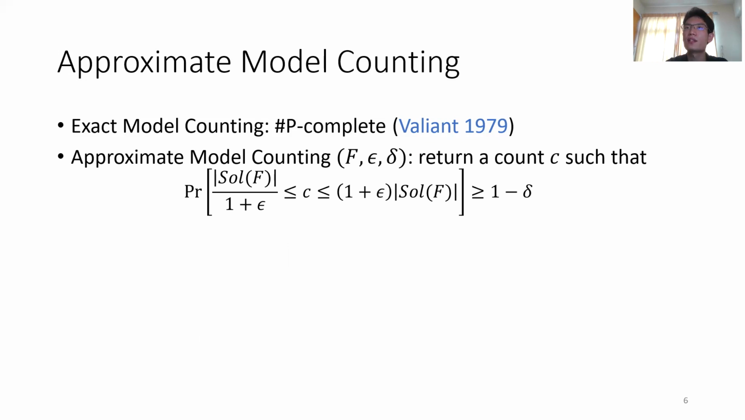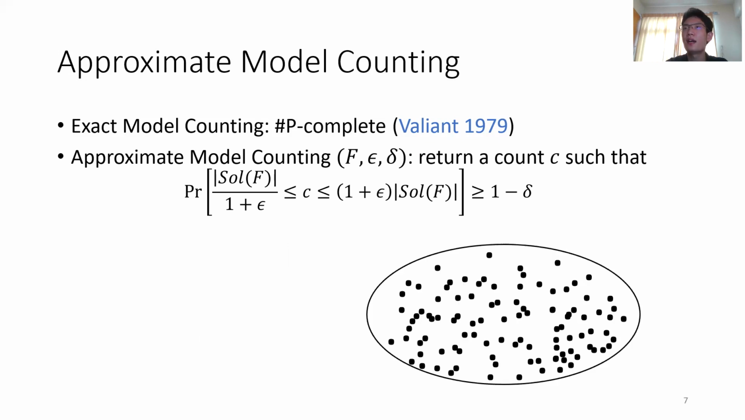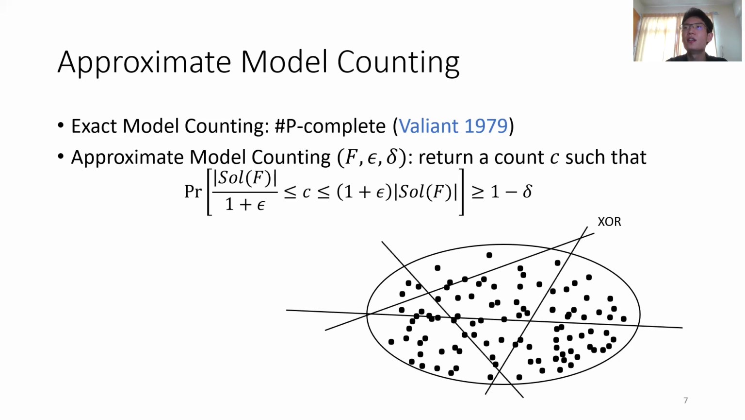The algorithm works in the following way. Suppose the ellipse below represents the solution space, and the black points inside represent solutions. In most cases, the number of solutions is too large to enumerate all the solutions. Therefore, at first, we use a set of XOR constraints to partition the space into roughly equal cells. Then, we invoke a SAT solver to enumerate solutions inside a cell. Finally, we multiply the number of solutions inside the cell and the number of cells to get the estimate of the exact count.